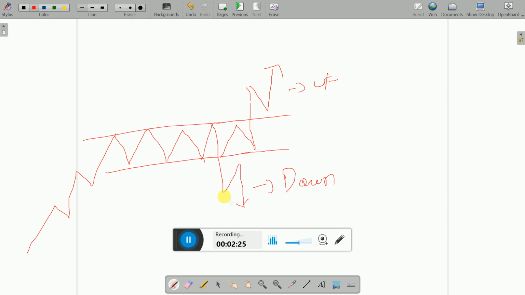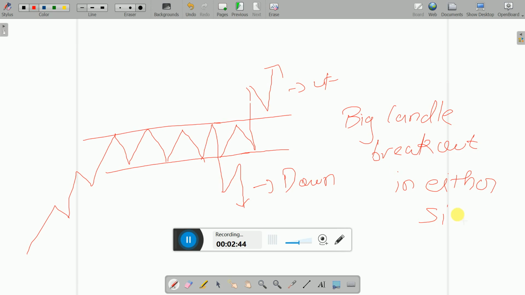Basically, we need to look for a breakout, and that breakout should be a big candle breakout, in either side, that is up or down.